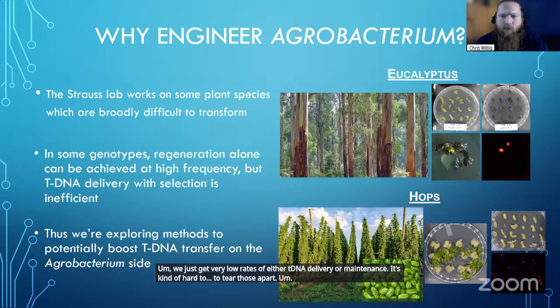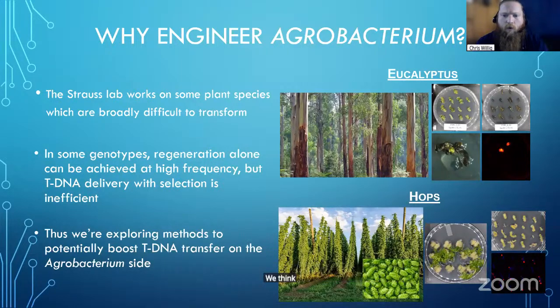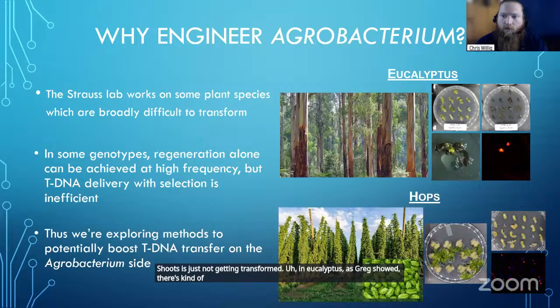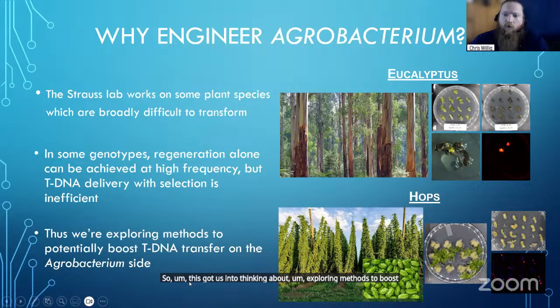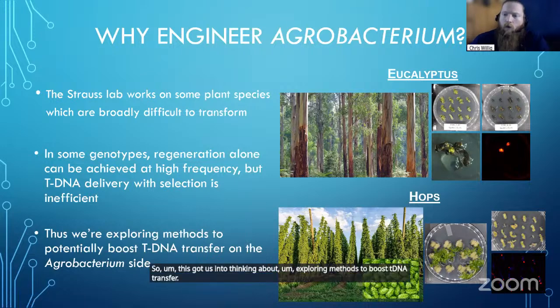In hops, we think that the problem is the tissue that gives rise to regenerable shoots is just not getting transformed. In eucalyptus, as Greg showed, there's a strong necrotic response going on when we expose the tissue to Agrobacterium. So this got us thinking about exploring methods to boost tDNA transfer by working on the Agrobacterium.